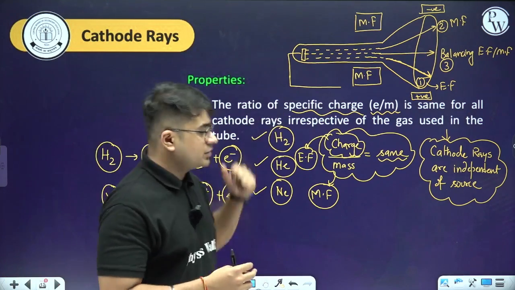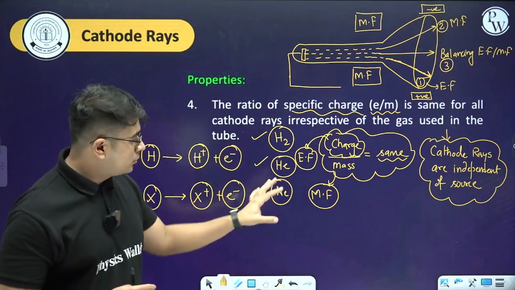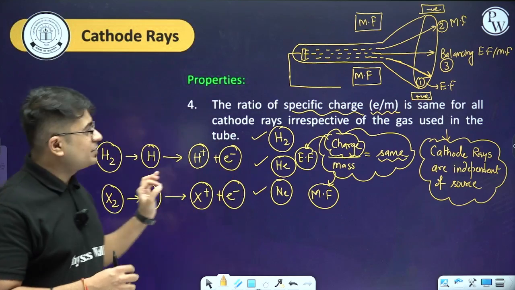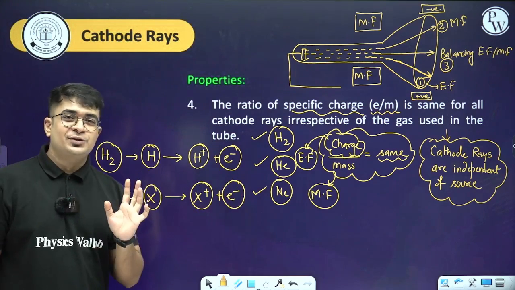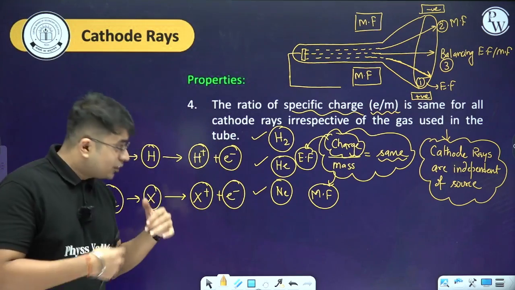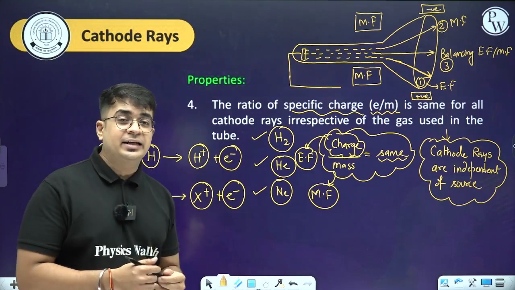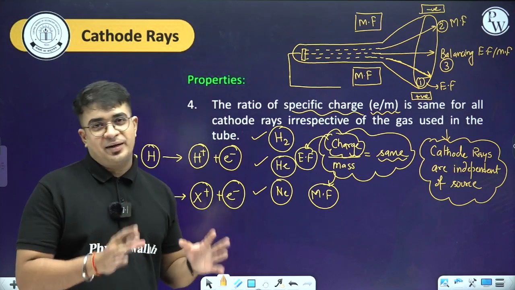It means their specific charge is going to remain the same. I hope this entire part is clear to everyone. This is the basic portion related to the properties of your cathode rays, and I hope I was able to explain the entire part in the simplest manner possible.